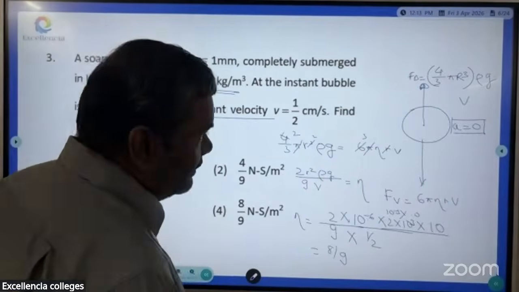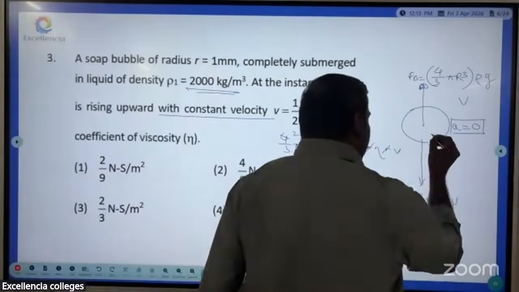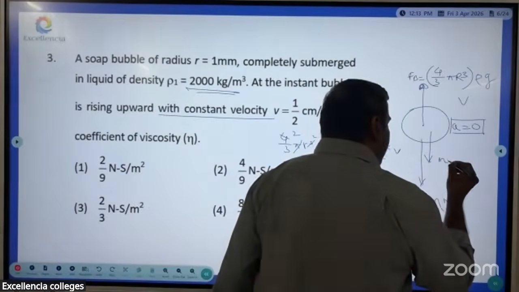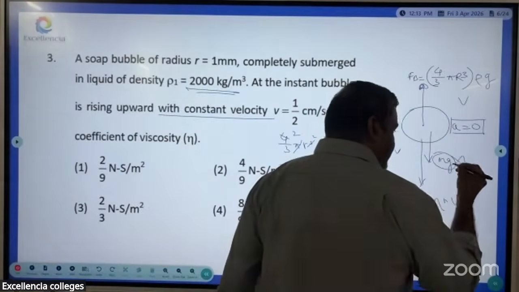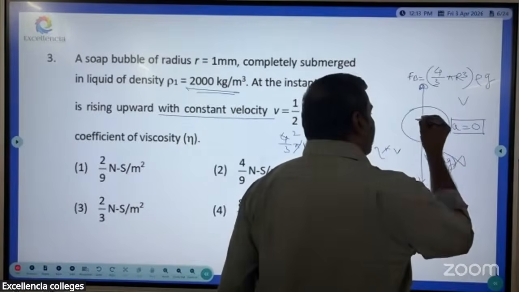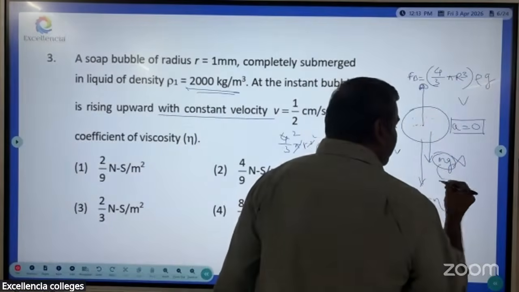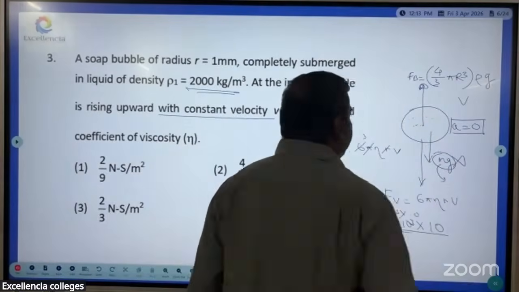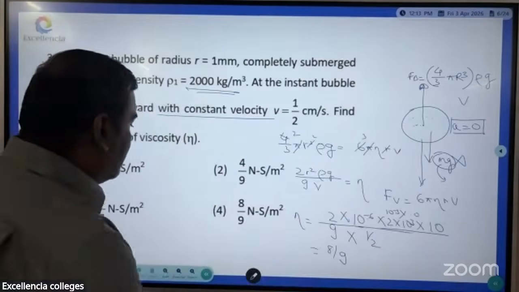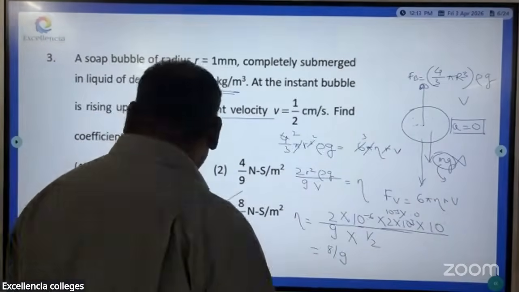Well, one question you may be thinking is that this is the mg. Why are we ignoring the mg? Because this is a soap bubble that is filled up with air, and density of the air is very small. Therefore, mg is not accounted here. So according to this one, this is the answer here.